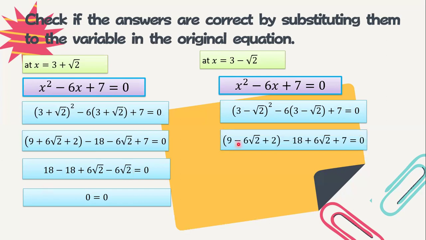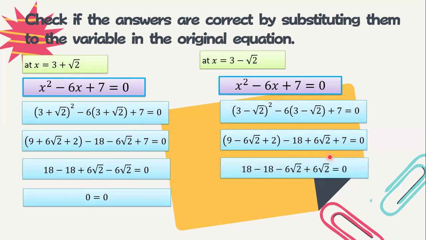Again, we do the FOIL method here. So we have now 9 minus 6 square root of 2 plus 2 minus 18 plus 6 root of 2 plus 7 is equal to 0. Then you combine like terms. We have 9 plus 2 is 11, plus 7 is 18 still.